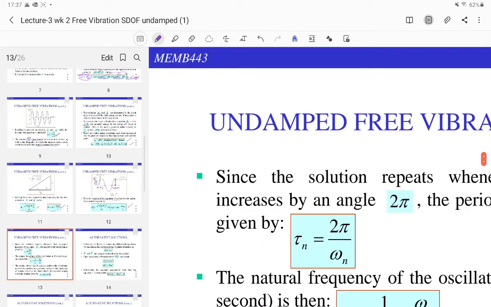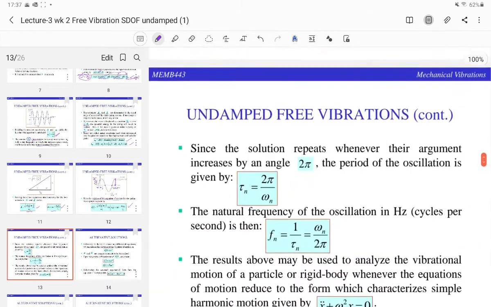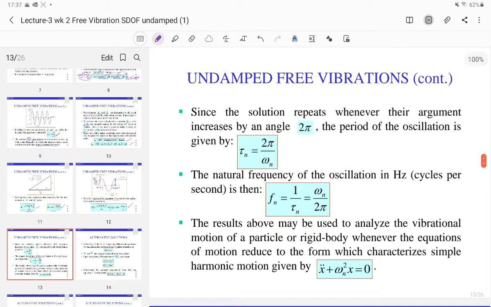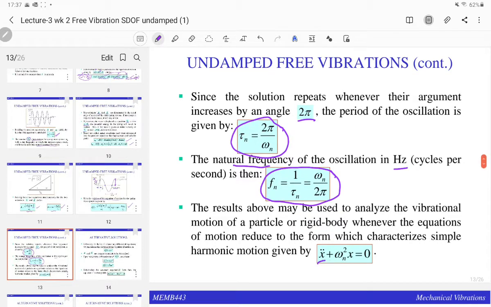Then we take a look at the relationship as well. Since the solution repeats whenever the argument increases by an angle of 2 pi, there is a relationship: the period of oscillation tau n is equal to 2 pi over omega n. And also the natural frequency of the oscillation in terms of hertz can be written as f n equals omega n over 2 pi.